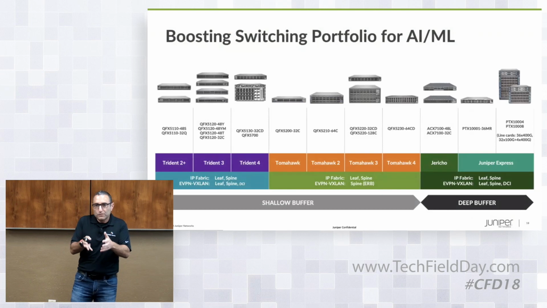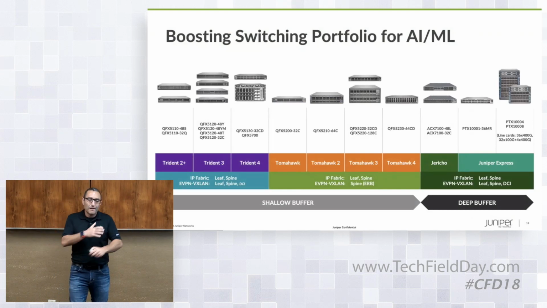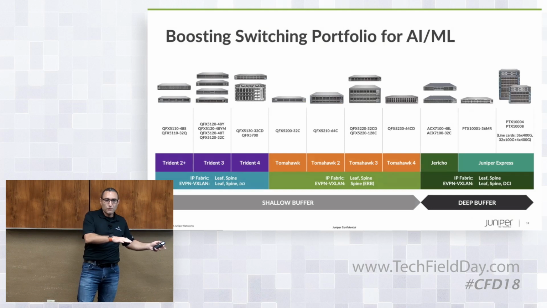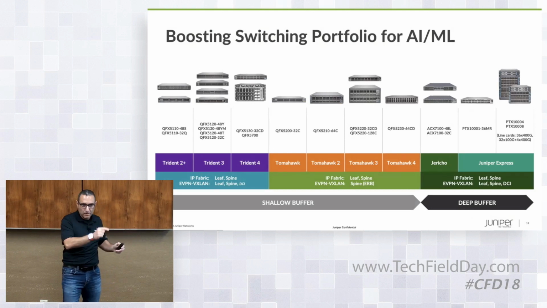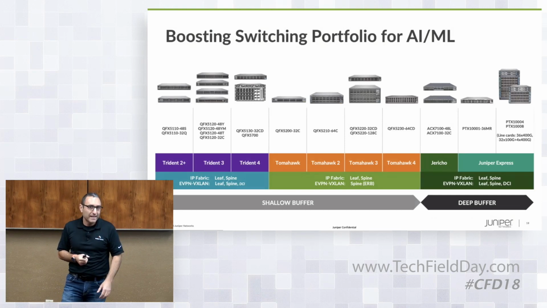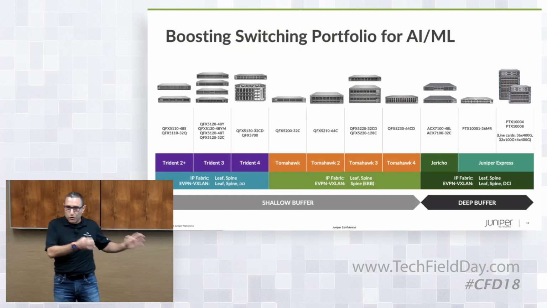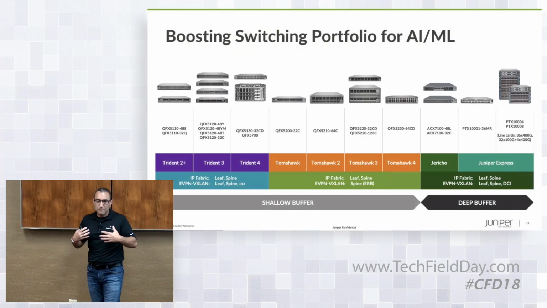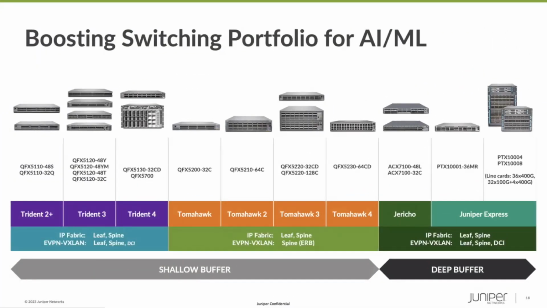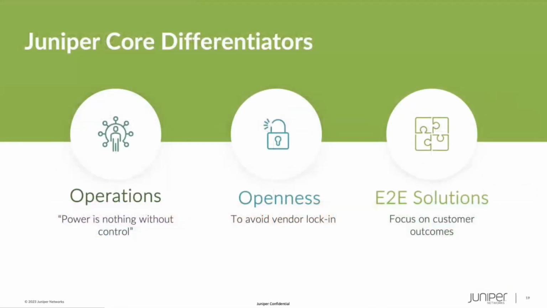So, talking about these devices, we have a whole portfolio. We have shallow buffer devices that are relevant for many applications, including AI/ML applications. For the high end, we also have deep buffer applications. We have merchant silicon. We also have our own investment in our own silicon. And one thing we're doing is boosting our switching portfolio for AI/ML. We actually launched recently the Tomahawk 4 switches, and this is the start of many more products that we're going to be delivering, focusing on AI/ML. And so that's the basics.